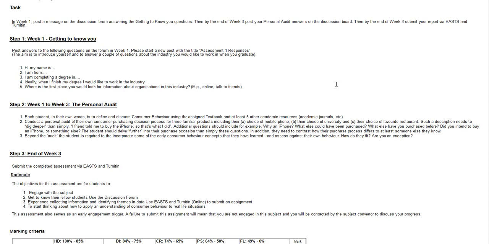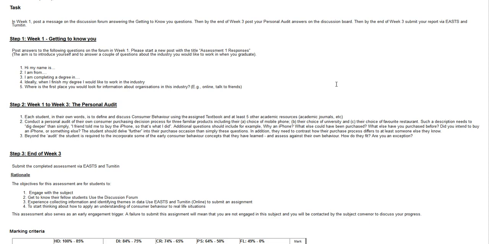is you define your consumer decision-making behaviour and, using at least 5 other academic resources, academic journals, etc. Please, no use of WikiLeaks or general websites. These websites are banned from all your assignments.